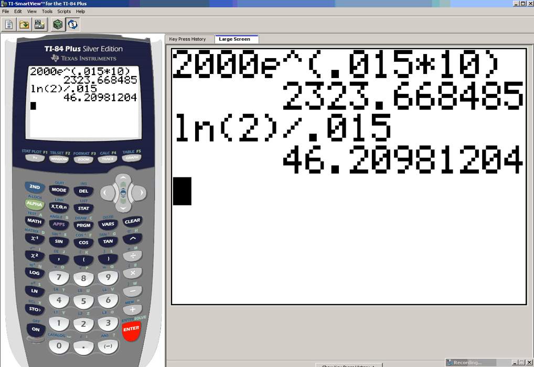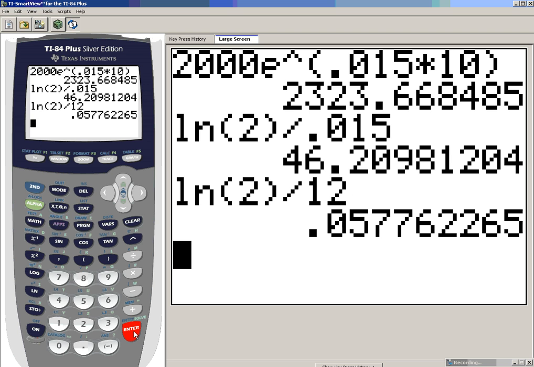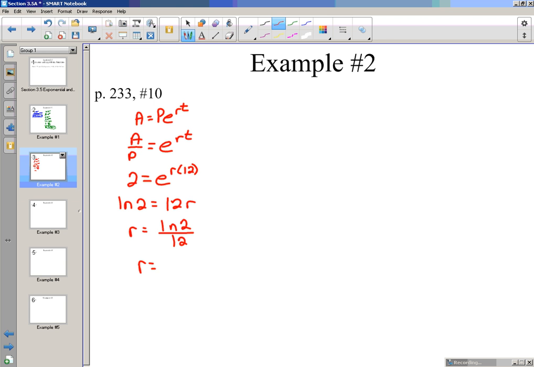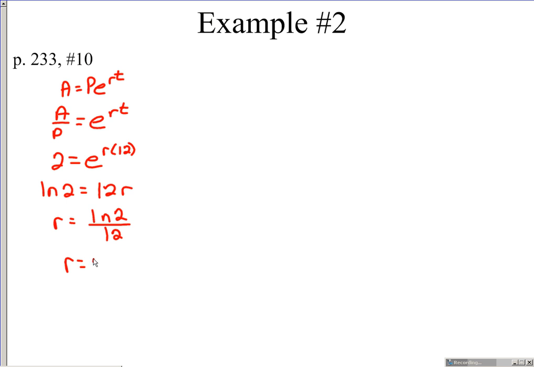Plug that into your calculator. Natural log of 2 divided by 12. We get 0.0578. Round and change to a percent. That's going to be 5.778%. There's our percent rate.